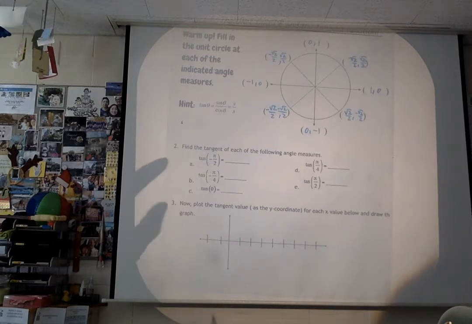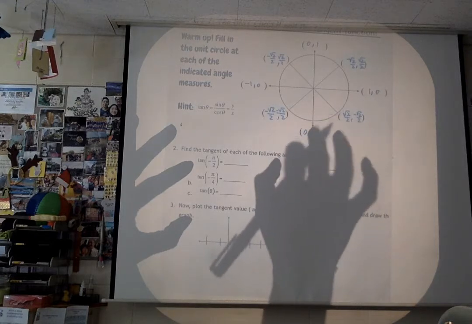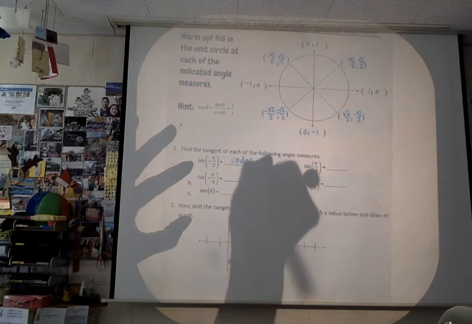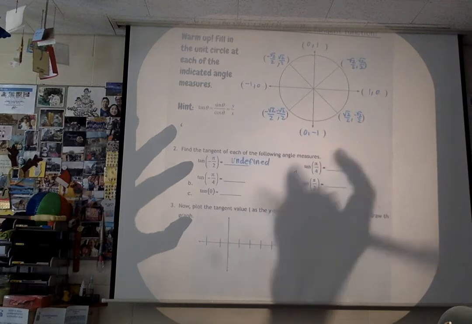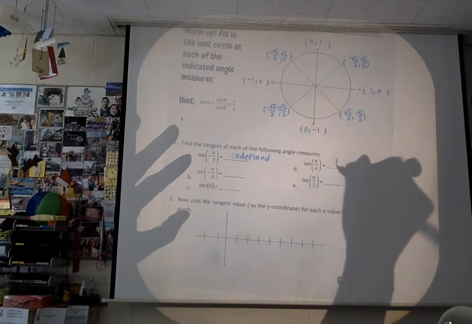So you guys, the tangent of negative pi over 2 is over here, and it's going to be sine over cosine. It's going to be undefined. Okay, so why don't you guys go ahead and fill in this? Stop the video, fill in everything, and then look up when you're ready.